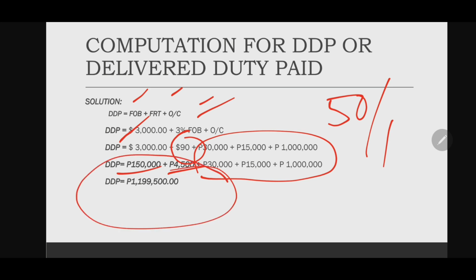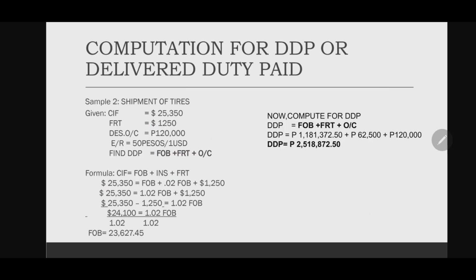of 1,199,500. Okay, so the reason why it's in peso is because all the transactions have already been done here in the Philippines. That means that the seller already paid all the other charges from the seller's warehouse up to the buyer's warehouse in the Philippines. Since we are the ones computing for the duties and taxes, that is how you compute for your D group. Okay, so this is another example for DDP.